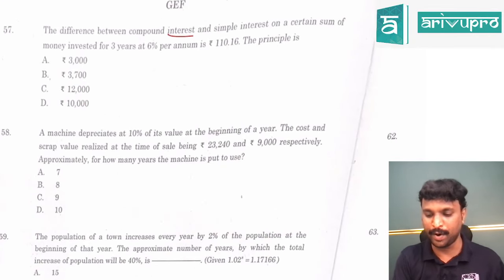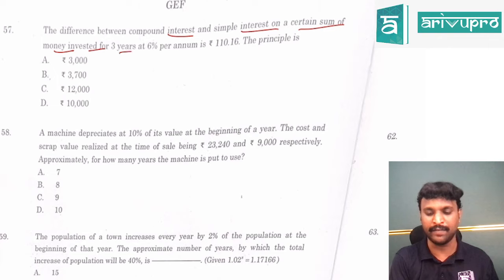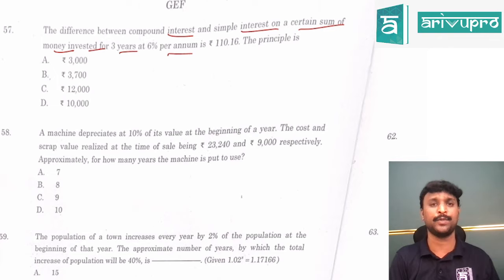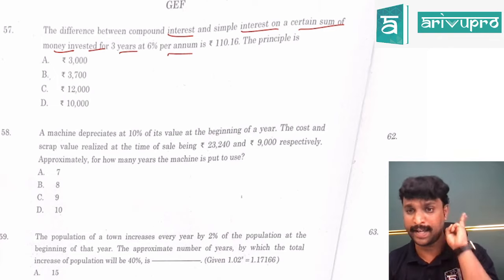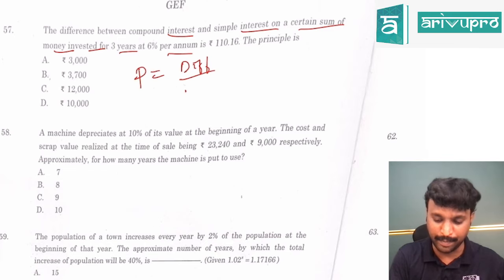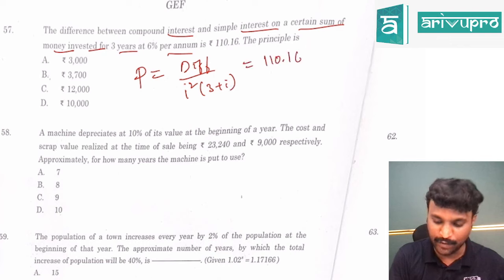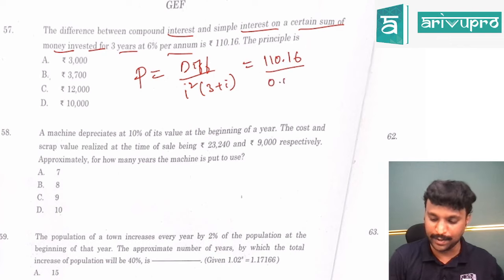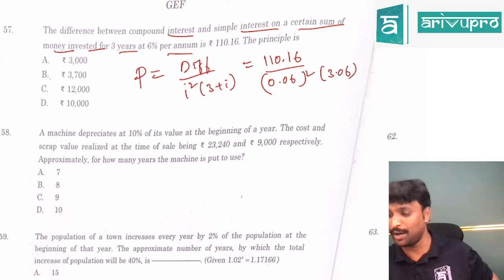The difference between compound interest and the simple interest on a certain sum of money invested for 3 years at 6% per annum is 110.16. Guys, for 3 years, I gave you the shortcut. How do you find the principal? It is the difference for 3 years divided by I square into 3 plus I. Difference for 3 years given as 110.16. I value is 0.06 the whole square, and 3 plus I is 3.06. So how do you do this, guys?